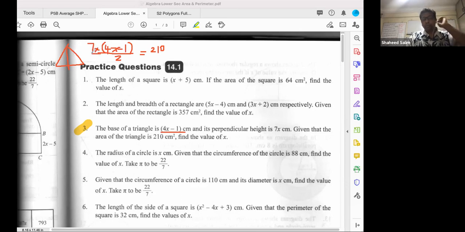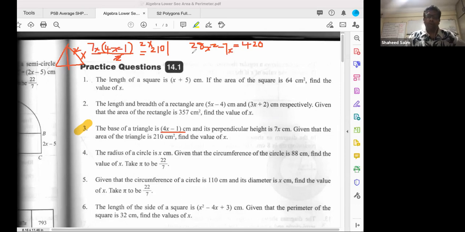Okay, I hope you're not confused. Base times height divided by 2 is the same as half times base times height. All okay? So now you get rid of the 2. How do you get rid of it? You times by 2. What do you get? You get 420 on the right side. The 2 is cancelled already because we times by 2. Now I'm going to expand. 7x times 4x is 28x squared. Minus 1 times 7x is minus 7x.